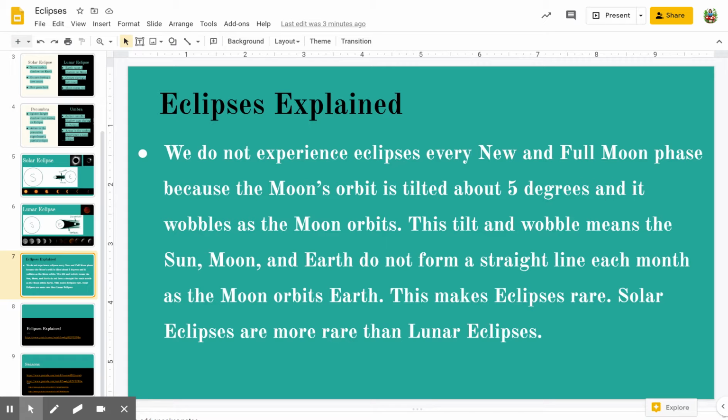So we don't always have eclipses every full moon and new moon phase because the moon's orbit is tilted and it wobbles. So it's not just tilted and it stays in one position. It wobbles as it orbits around Earth. And that's what allows us to see eclipses at all, because if it didn't wobble, if it didn't move into that straight line with the sun, moon, and Earth, if it didn't make a straight line with us, then we would not be able to see eclipses at all.